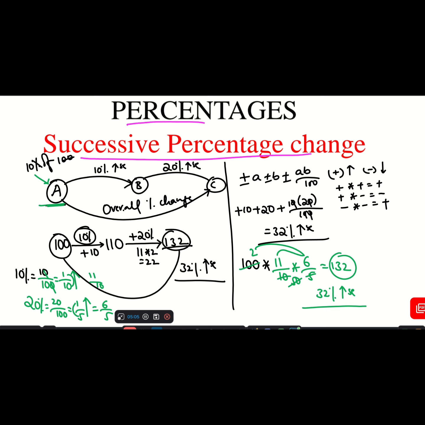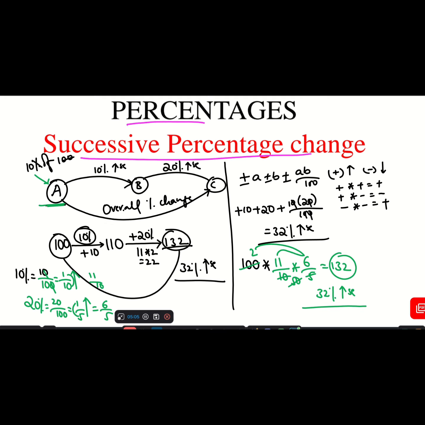Next, A to B is a 20% decrease, B to C is a 30% decrease. The overall percentage change will be equal to the sum of the decreases, minus 20 minus 30, and minus into minus will be positive, 20 into 30 divided by 100, which is plus 6. Minus 50 plus 6 will be equal to minus 44. It's nothing but a 44 percentage decrease.